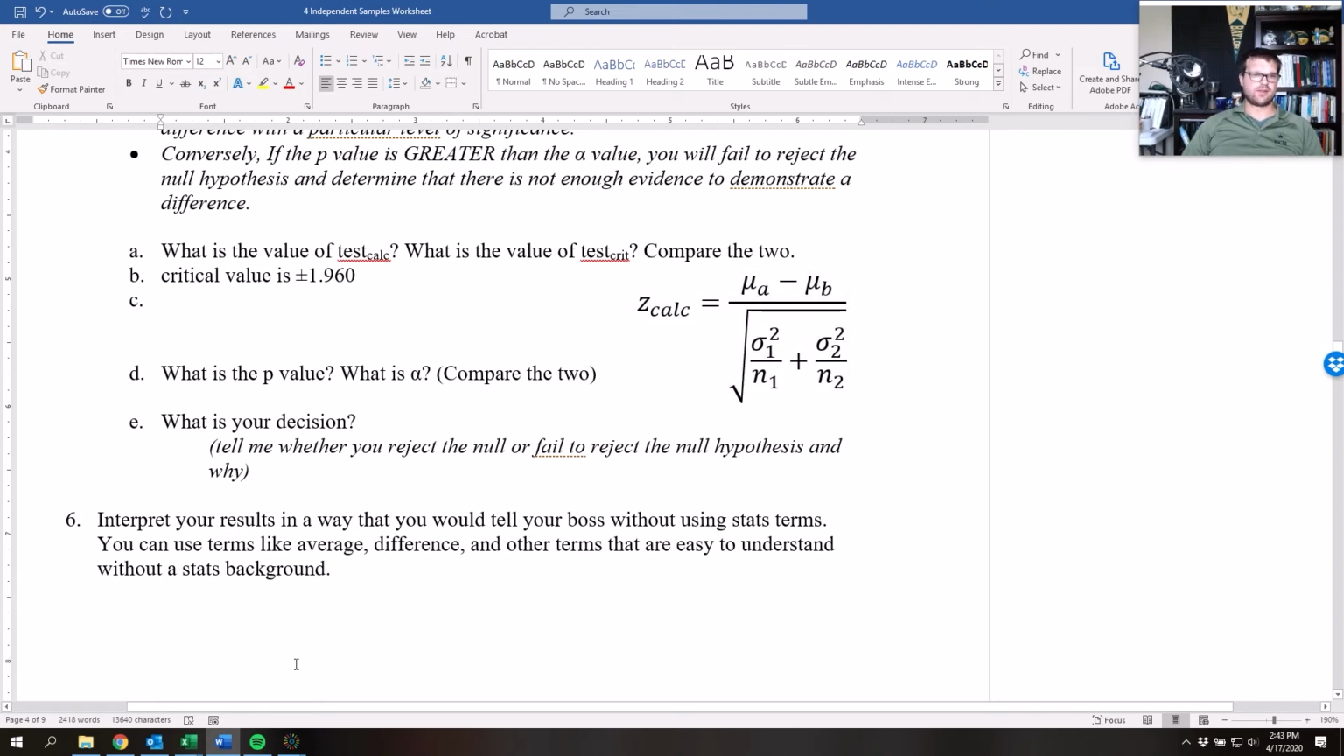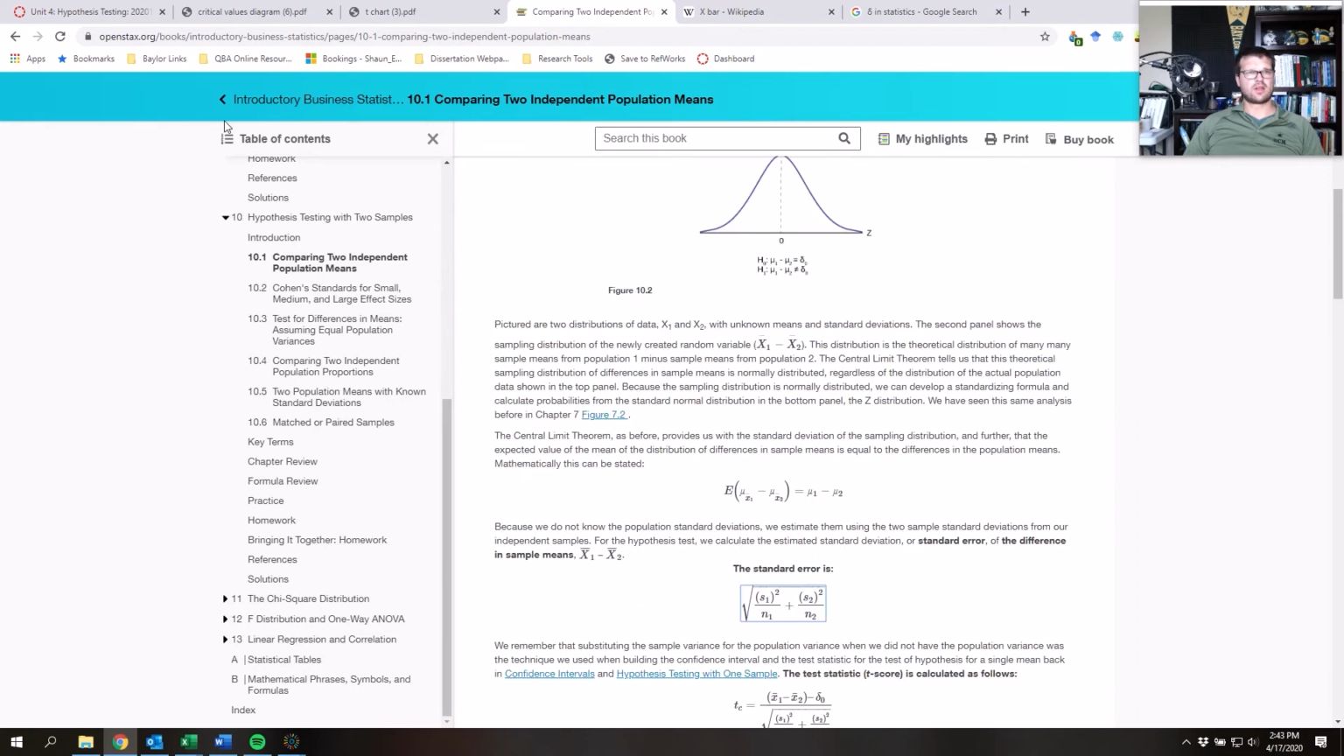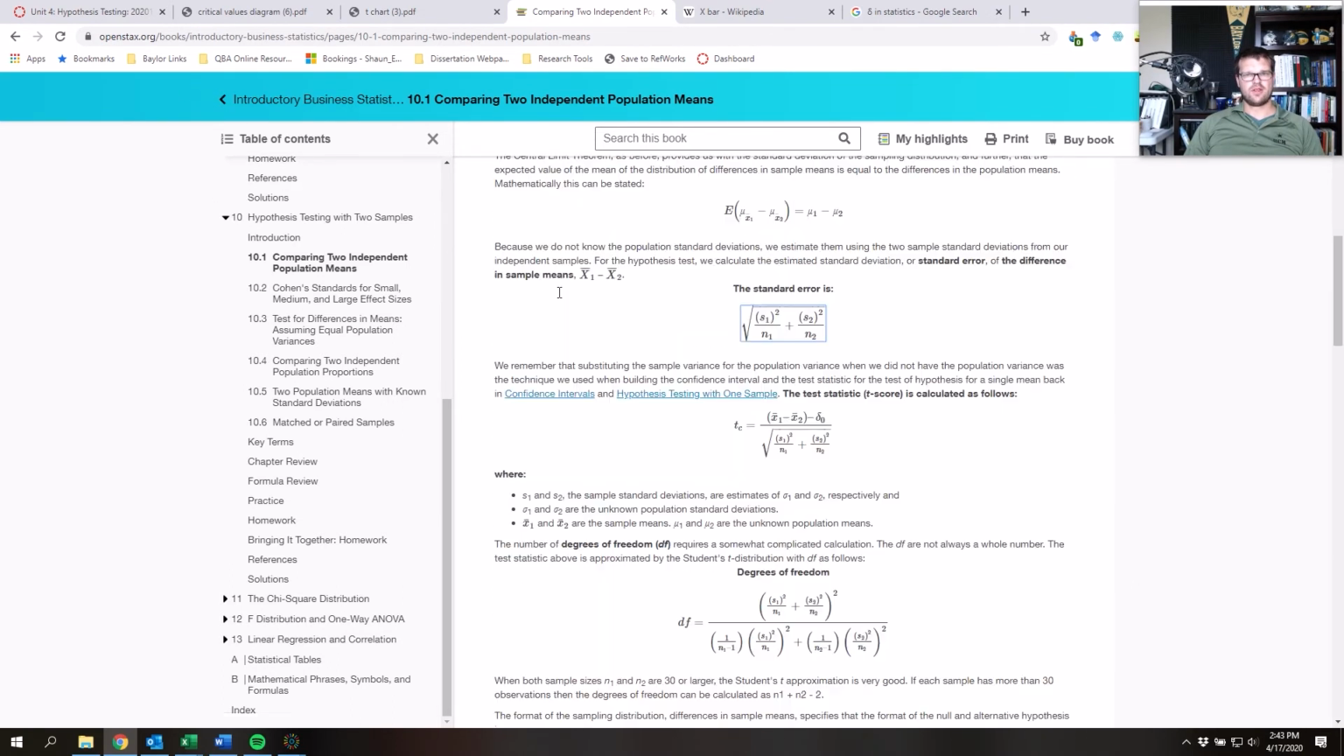can come to your textbook right here, the online textbook, and we've got the standard error for independent samples, where we have the standard deviation of the first sample plus the standard deviation of the second sample, or standard deviation over the size of n1, or the sample size, plus the standard deviation over the sample size of n2, and divided by, and taking the square root of that. Okay.